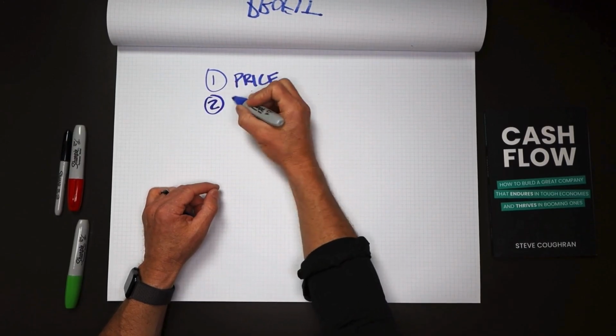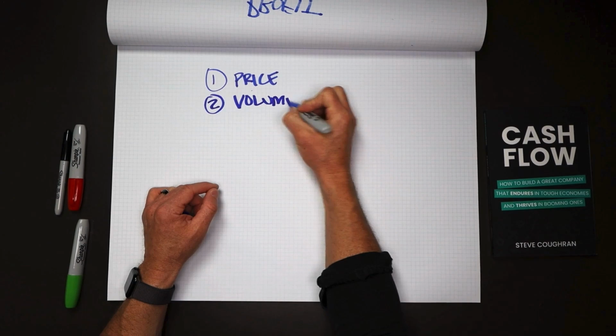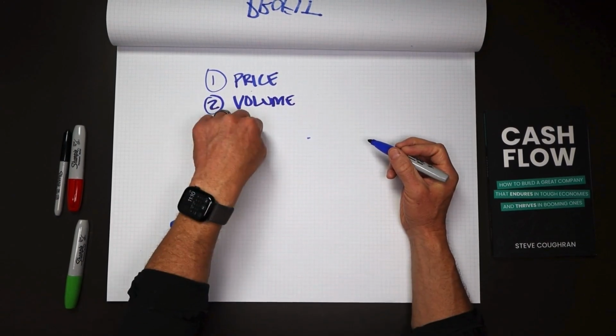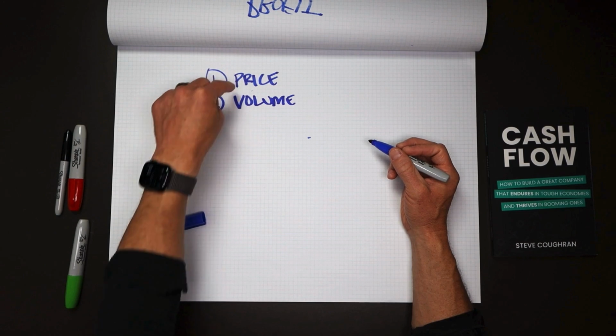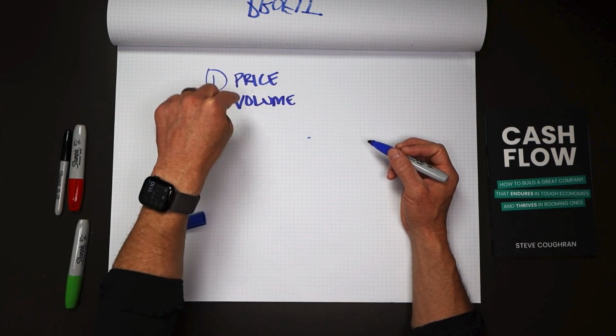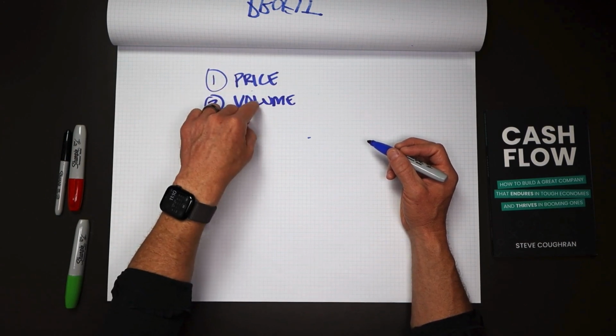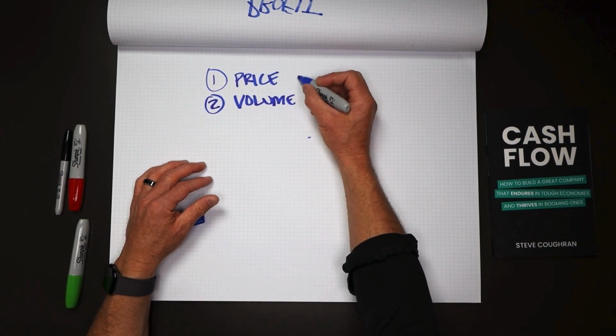But you have price. Number two, you have volume. This represents the number of units you're selling in your business. All right. So if you set the right price and you have a sales team and your marketing's working and you're doing the right amount of volume, guess what? These two things will give you revenue.